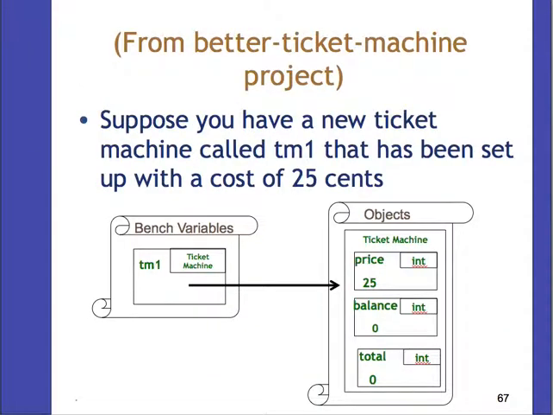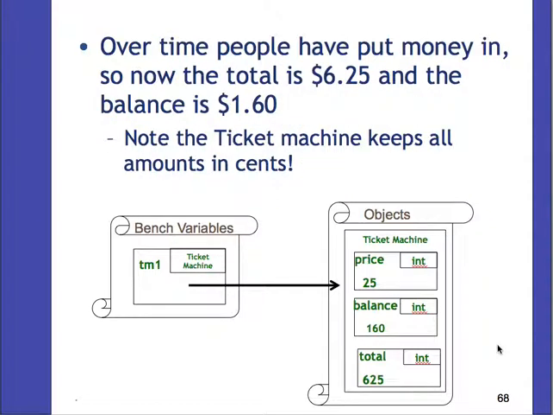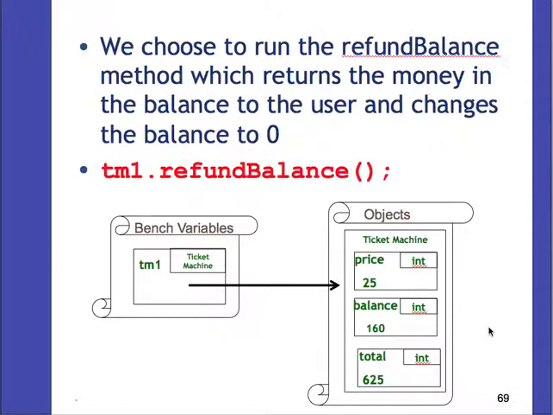Okay, so suppose that you have a new ticket machine that's called TM1, and it's set up with a price of 25 cents. So if you look, price is 25 cents. Balance is 0, that's how much is in the machine, and total is 0, that's how much money the system has made. Over time, people put a bunch of money in, so now the total is $6.25 and the balance is $1.60. Price is still the same. So right now there's $1.60 somebody's put into the machine.